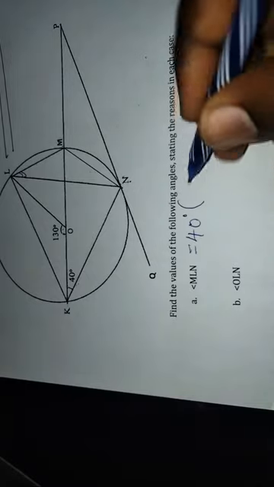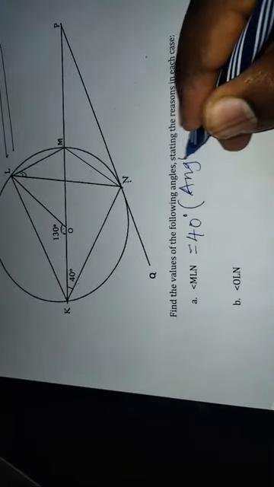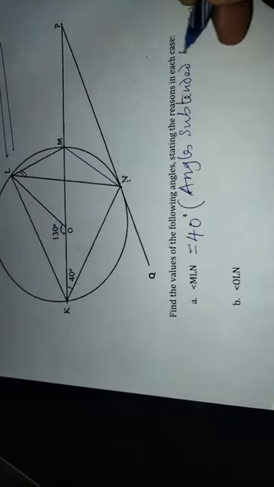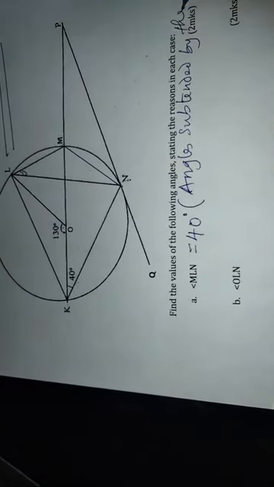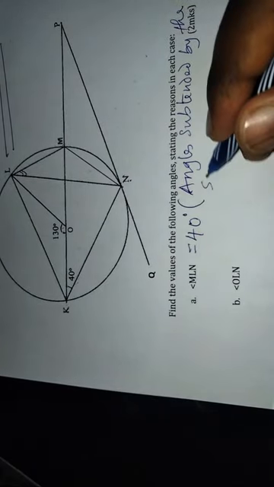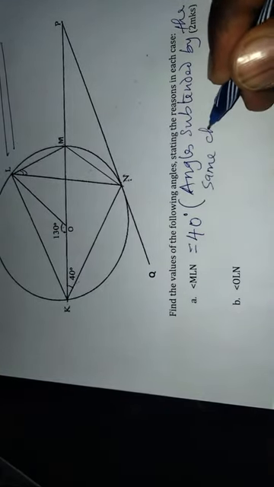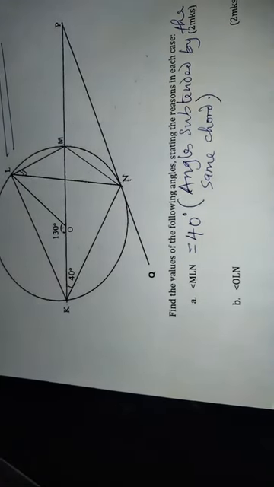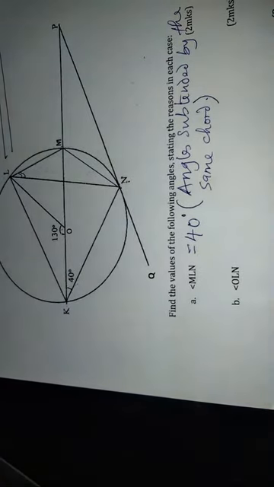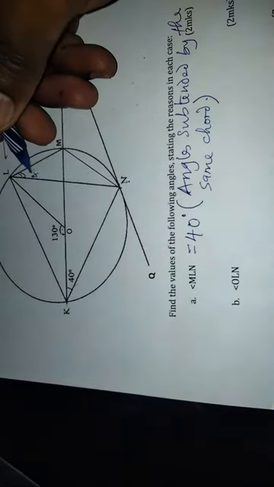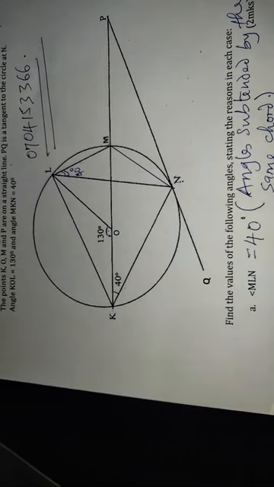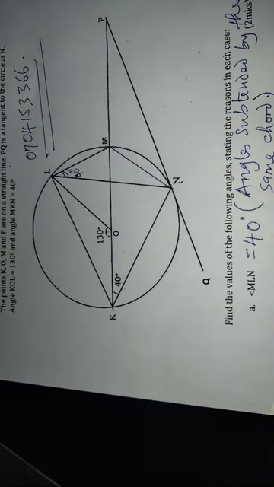And the reason is angles subtended by the same chord, as we had stated, are supposed to be equal. Therefore, this is 40 degrees. We can proceed. We are also finding angle OLN.